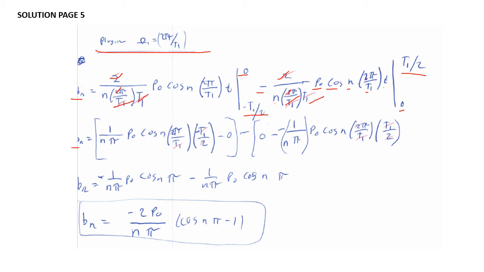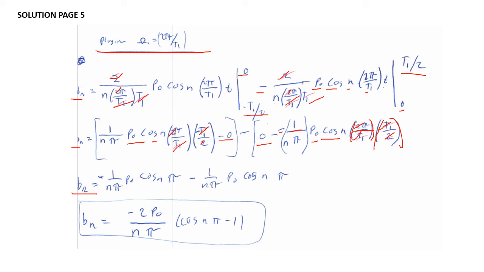Our b sub n is now equal to 1 over n pi times our p naught cosine n times 2 pi over t1 times negative t1 over 2. So again, our 2 and our 2 and our t1 and our t1 are going to cancel there. Minus 0 here. Minus 0 minus a 1 over n pi times p naught cosine n, again now times 2 pi over t1 times t1 over 2, where the t1s are going to cancel and our 2s are going to cancel there, which again simplifies down even further.